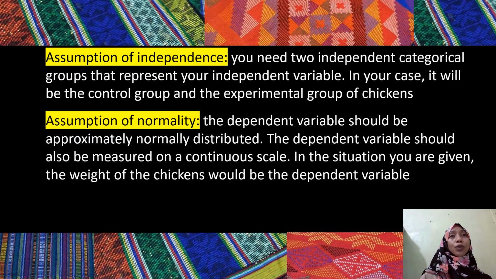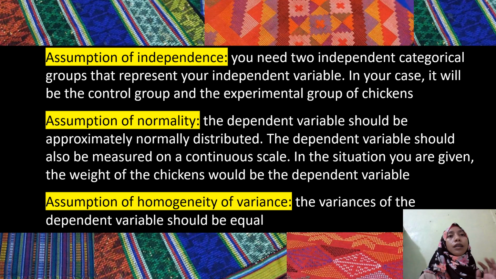Another assumption would be the assumption of normality, where the dependent variable should be approximately normally distributed. The dependent variable should also be measured on a continuous scale. In the situation you are given, the weight of the chickens would be the dependent variable. And another assumption is the assumption of homogeneity of variance, which is that the variances of the dependent variables should be equal. So those are the three assumptions of unpaired samples t-test.